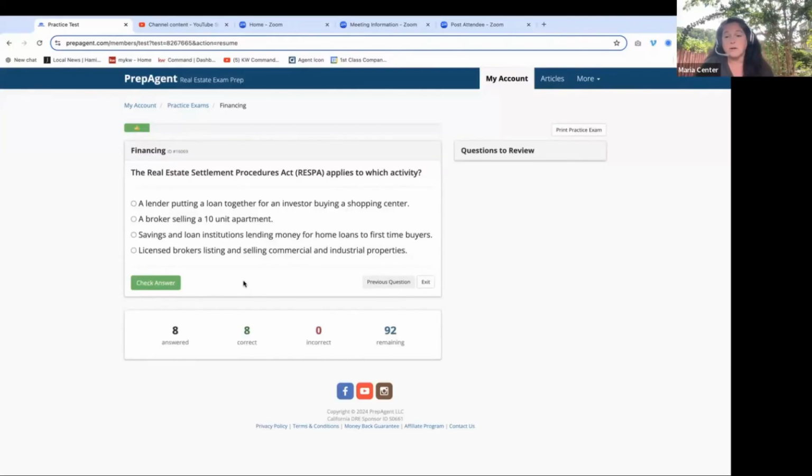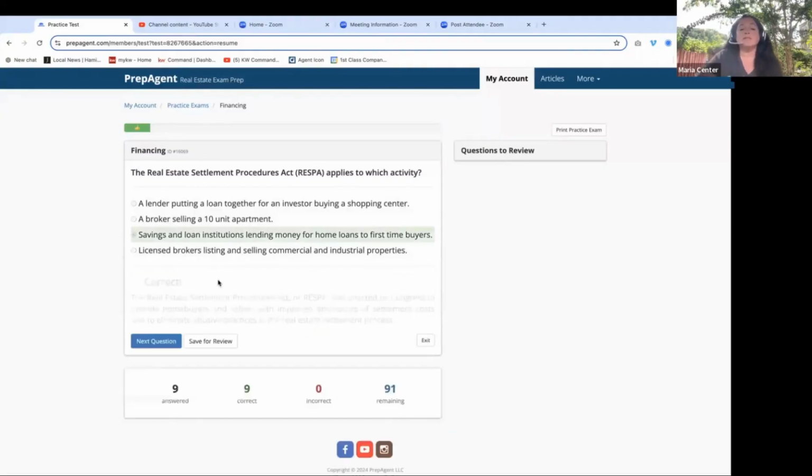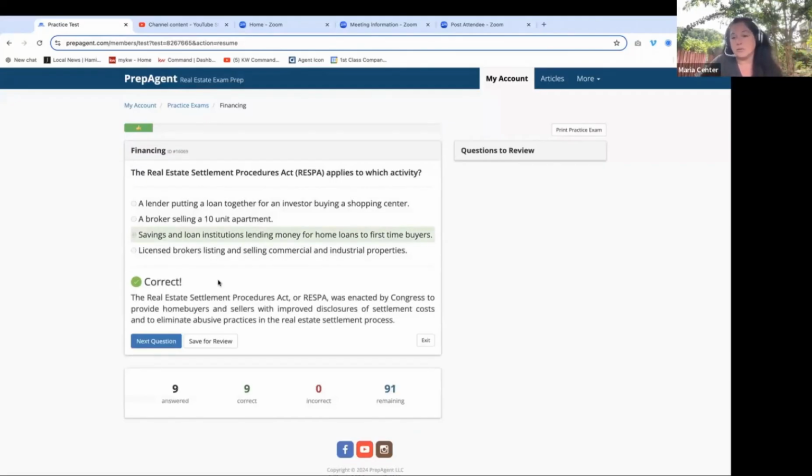4 units or under for residential loans, and this is 10. That won't work. Savings and loan institution lending money for home loans to first-time buyers definitely sounds like a winner. Or licensed brokers selling commercial industrial properties. Remember, the other 3 of these have to do with commercial or industrial properties, and this one has to do with residential, and that's what RESPA applies to. We want to focus on that for RESPA.